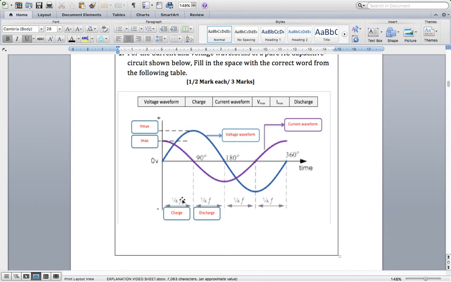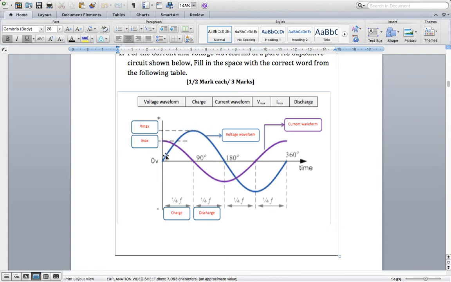Okay, so they will give you two waveforms, like two waves. The first wave, starting from the positive, is this one, which is violet color. This wave is called the current waveform for capacitance. Okay, the path of current in a capacitor is this one. The second one is this one, and this is called the voltage waveform, or the path of voltage in capacitance.